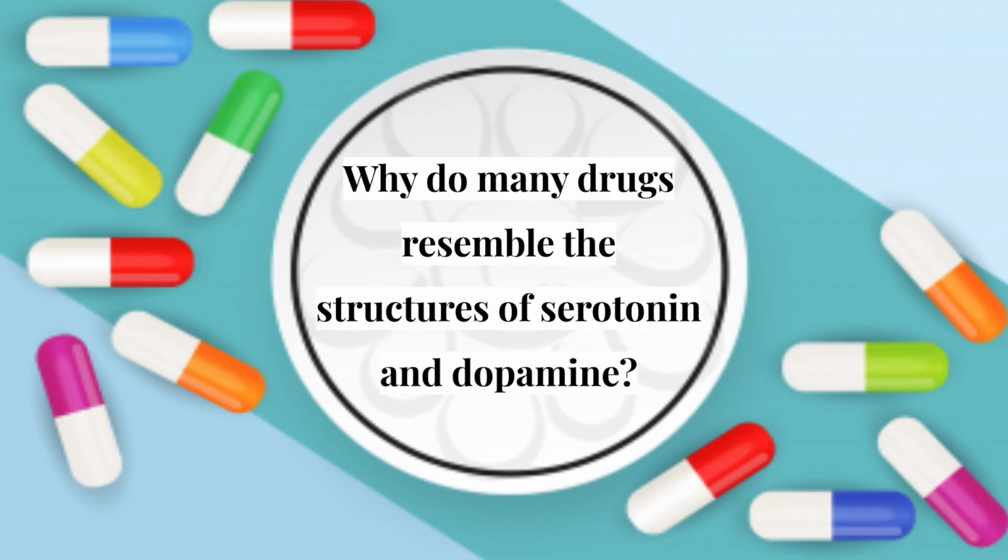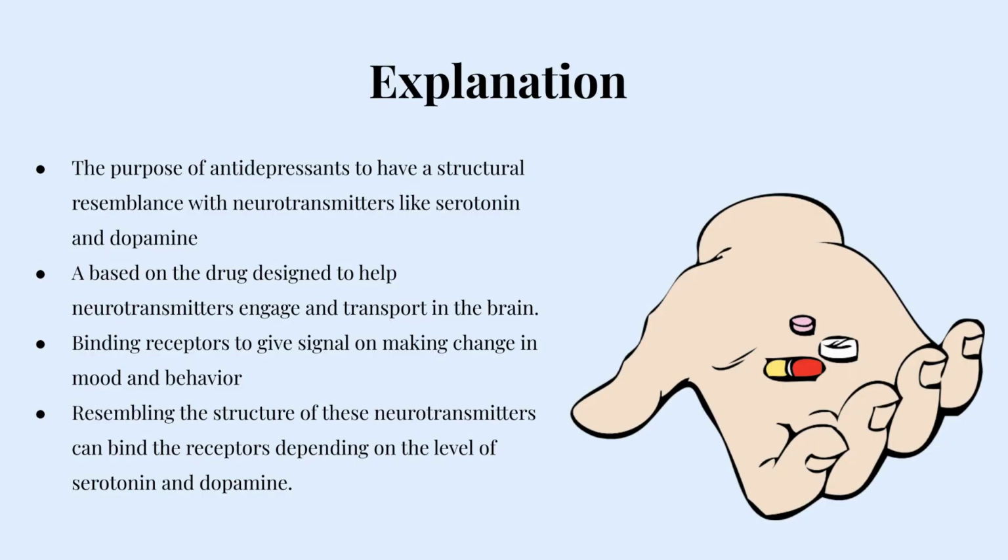The real question of this whole project is, why do so many drugs resemble the structures of serotonin and dopamine? The truth is that antidepressants have a structural resemblance to neurotransmitters like serotonin and dopamine. This helps the drug engage and transport in the brain like neurotransmitters, which binds receptors to give signals to make changes in both mood and behavior. Resembling these structures can affect the level of serotonin and dopamine, depending on the person.